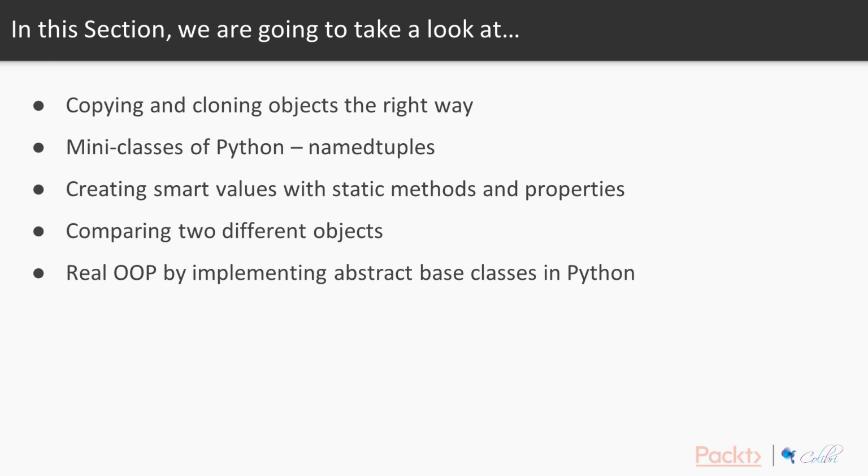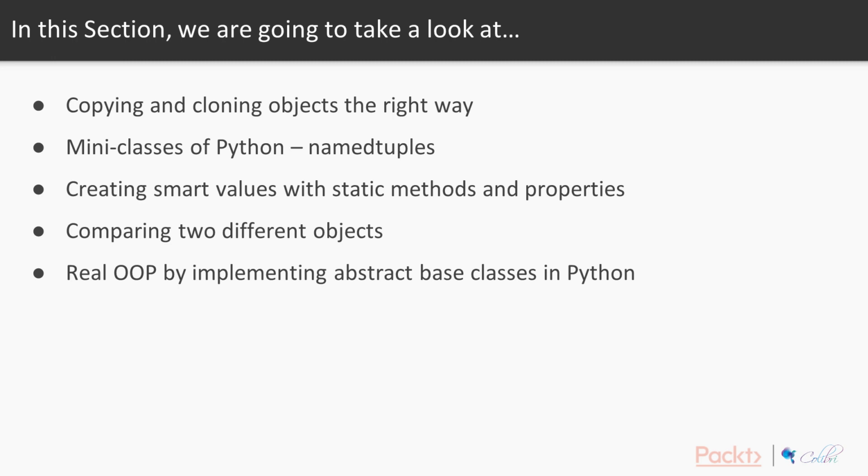So we're going to take a look at 5 quick tips that we can use to improve our day-to-day Python programming and make our code more robust. The 5 things are, number 1, copying and cloning objects the right way. So how do we make sure that when we copy something, we actually have a fresh copy that we can modify without any concern, rather than a shallow copy that actually just references the original.